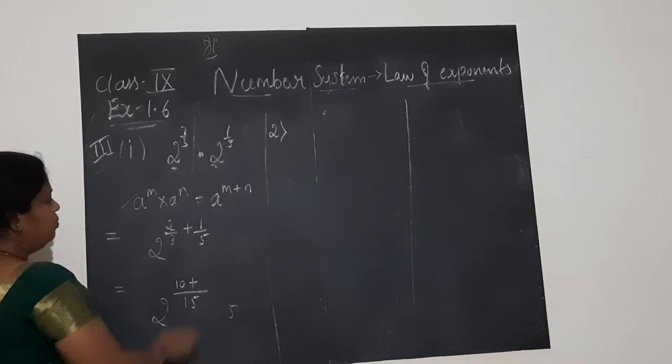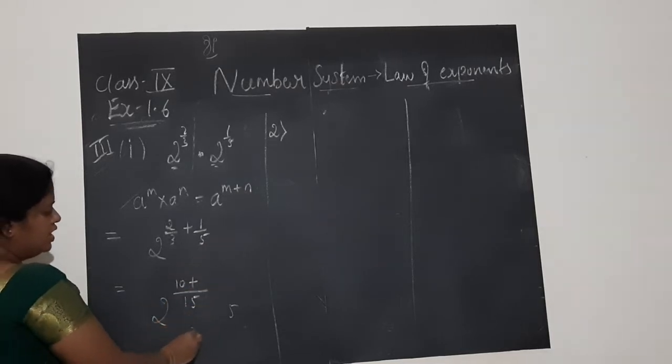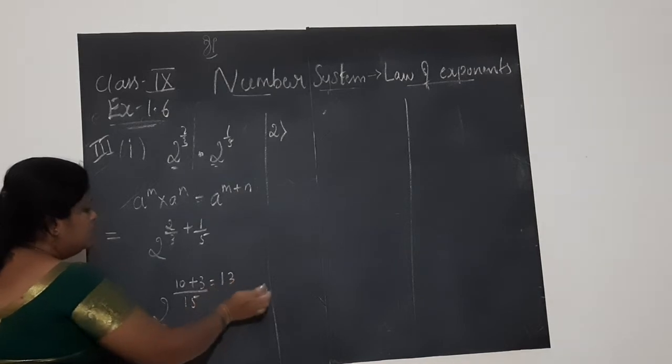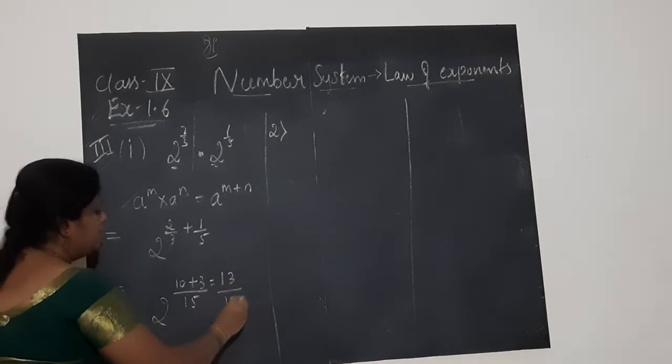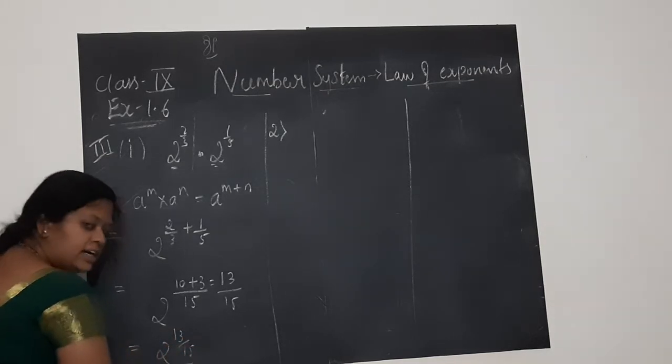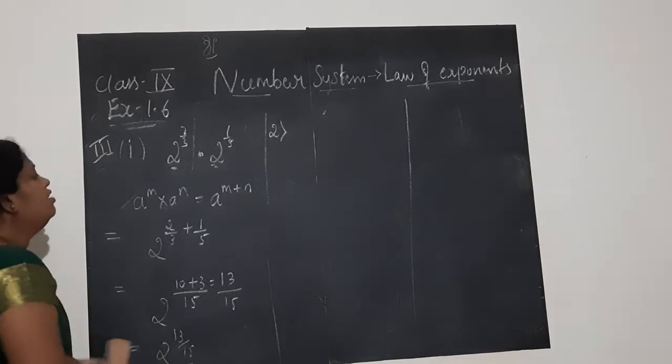Plus sign is there, so plus. Again 5 1s are 5, 5 3s are 15. Remainder 3. 3 into 1 is 3. 10 plus 3 is 13 divided by 15. Means answer is 2 power 13 divided by 15. Keep it as it is. This is how you solve the first question.